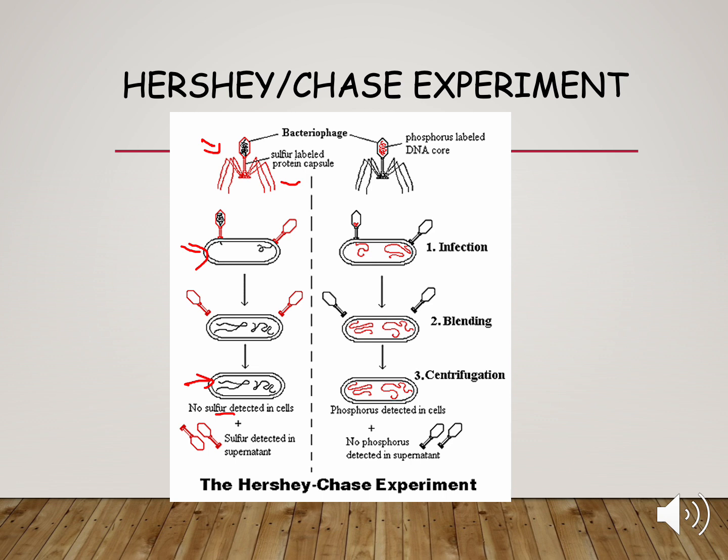Then they looked at a bacteriophage. They were looking at the DNA core, which again is going to contain that phosphorus, allowed it to attach to the bacteria, and the bacteria became infected. They were able to detect phosphorus inside the cells, indicating that it's the DNA that's responsible for passing on that genetic information.